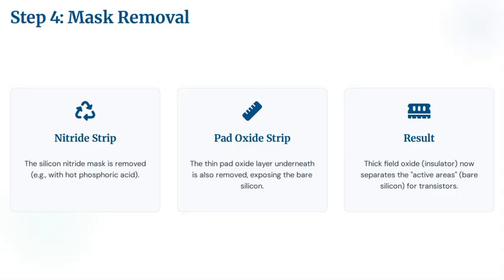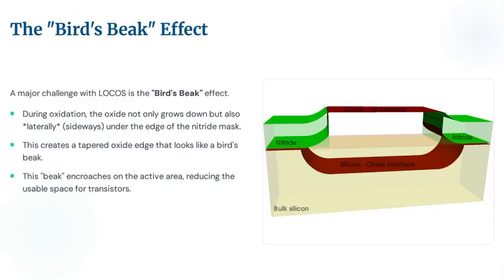So now the bird's beak effect. I told you that deformities will form at the edges of the isolation regions where the silicon nitride bends, and oxide will form under this silicon nitride, which leads to deformities in the shape of the oxide. This will be some kind of curve similar to a bird's beak. So during oxidation, the oxide not only grows down but also laterally, sideways under the silicon nitride. This creates a tapered oxide edge that looks like a bird's beak. This bird's beak encroaches on the active area, reducing the usable space for the transistor.